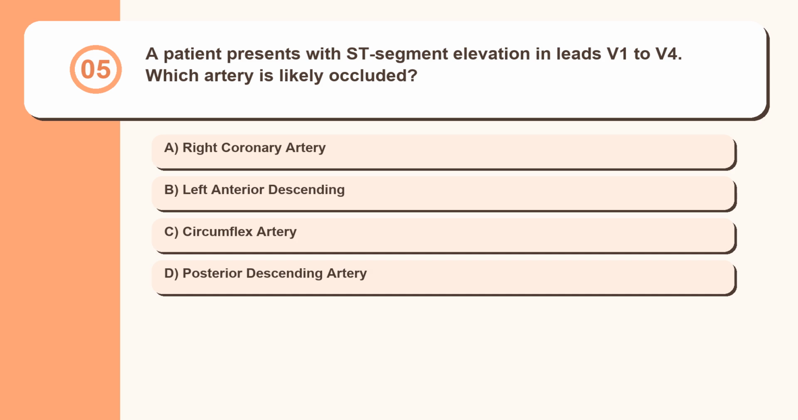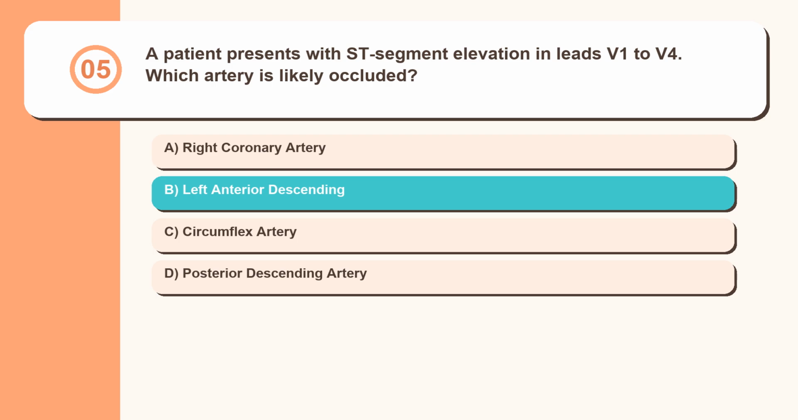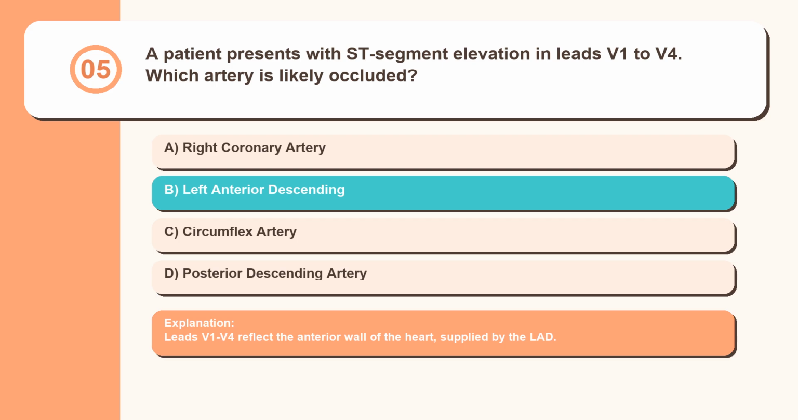Question 5. A patient presents with ST segment elevation in leads V1 to V4. Which artery is likely occluded? Right coronary artery, left anterior descending, circumflex artery, posterior descending artery. Leads V1 to V4 reflect the anterior wall of the heart, supplied by the LAD.